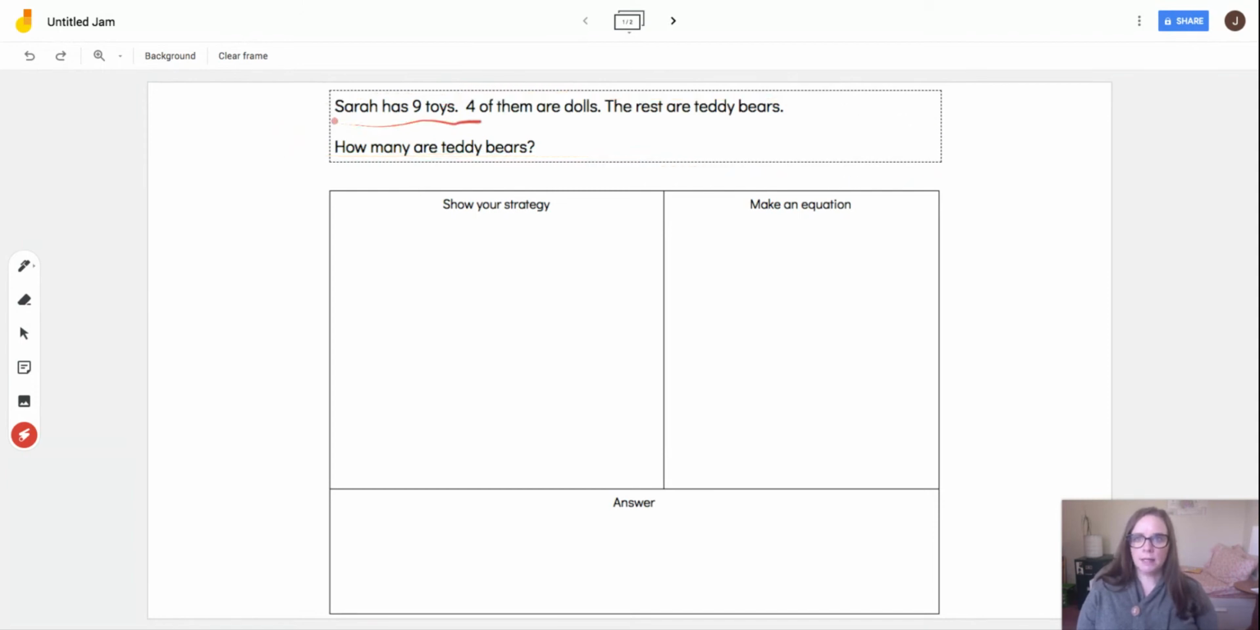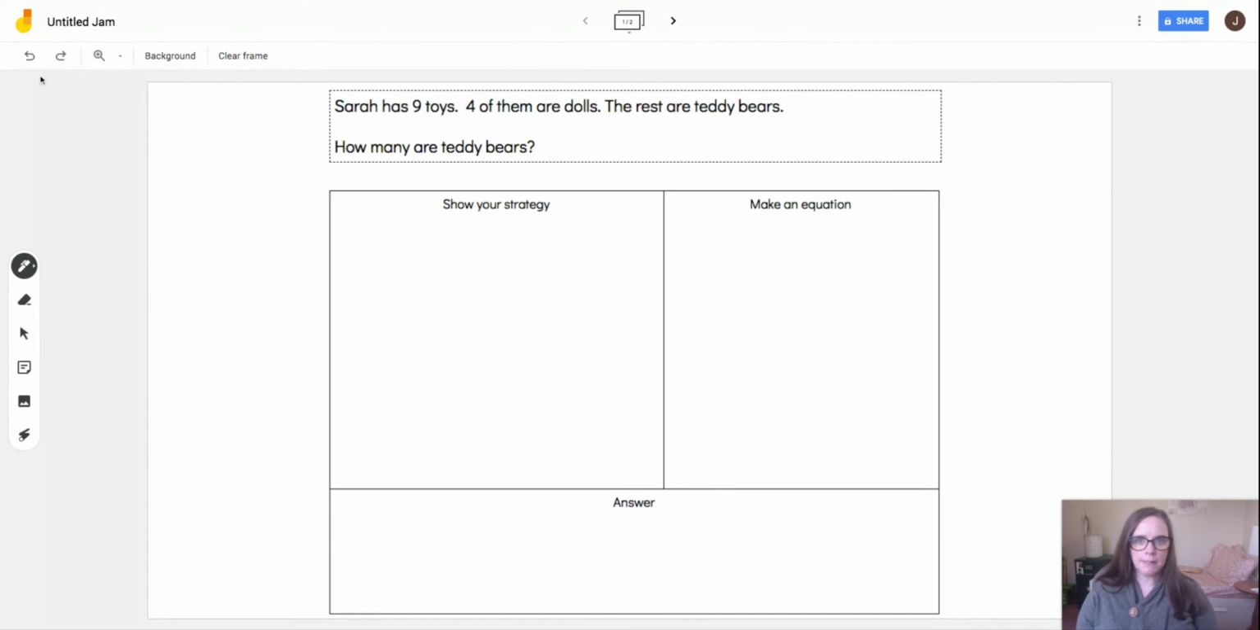Sarah has 9 toys. 4 of them are dolls. The rest are teddy bears. How many are teddy bears? So I need to ask myself, what is this problem asking me to do? It is asking me to figure out how many of Sarah's toys are teddy bears.